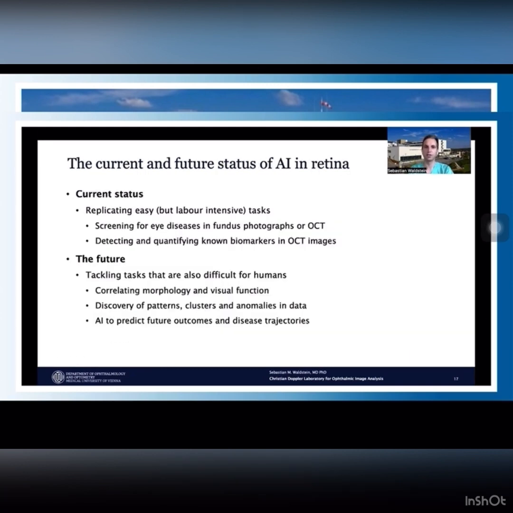So to summarize really quickly, the current status of AI in retina, I think, is focusing mostly on replicating labor-intensive but potentially easy tasks that we do, such as screening or quantifying markers. And in the future, we will move to tasks that are more difficult, but that have a great potential to help us in our practice, such as understanding the link between morphology and function, finding new patterns and clusters in large data sets, and in the end, predict future outcomes and disease trajectories.